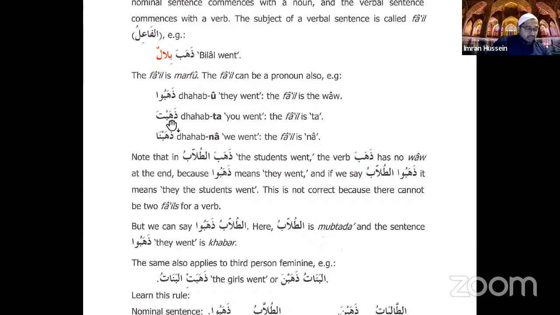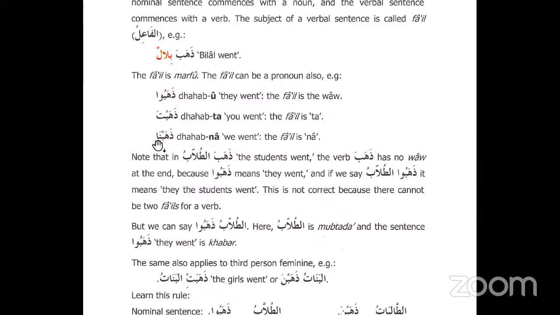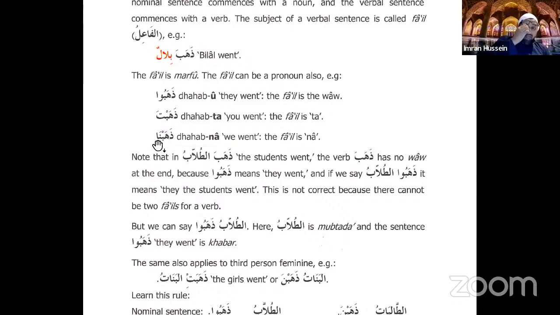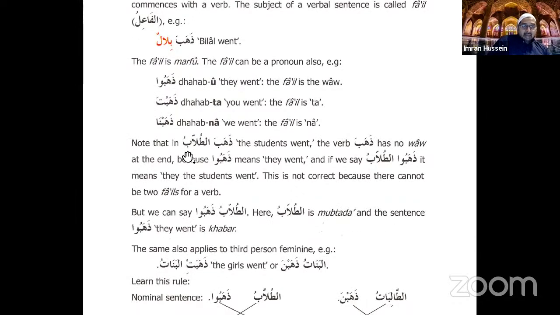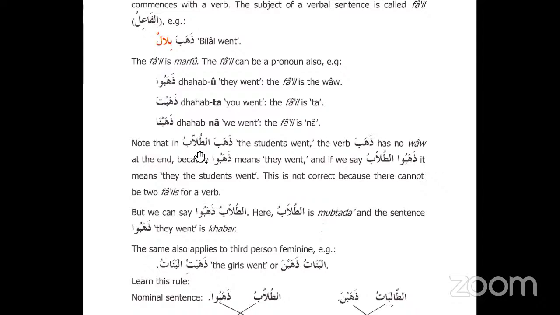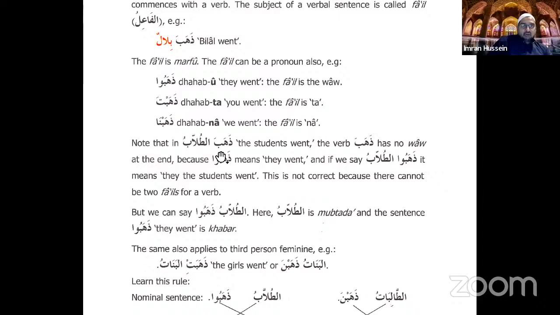And then dhahabta, this ta is the attached pronoun which represents who has performed the action. Is that correct? Yeah. And in dhahabna, the na here represents nahnu. Now, it's explaining that whenever you have a plural noun and it's going to be the doer of a verb.